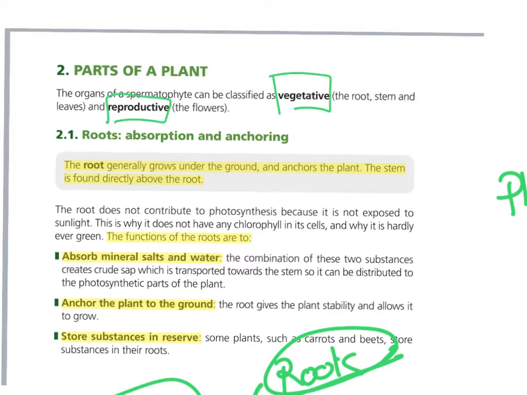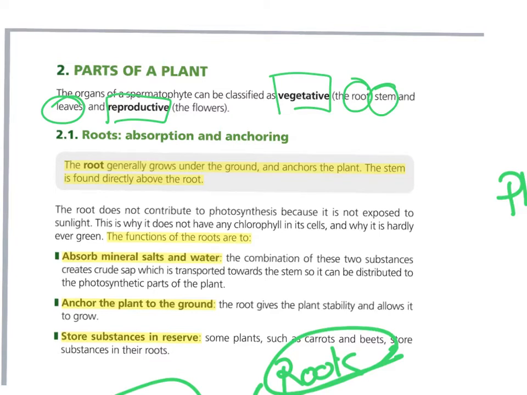What does this mean? The vegetative are the parts of the plant that are used for the surviving of the plant. So they need root for absorbing water and mineral salts. They need stem for transporting substances from one area to other ones, and leaves for performing photosynthesis. So these three areas are primordial for the surviving of the species.